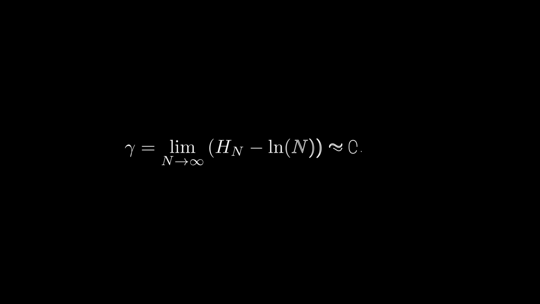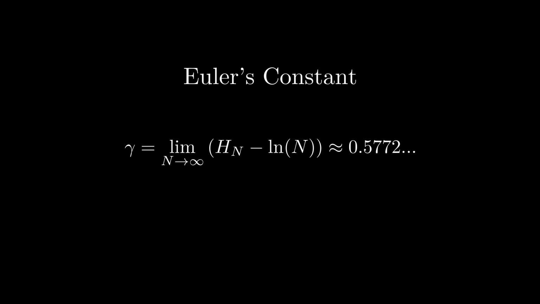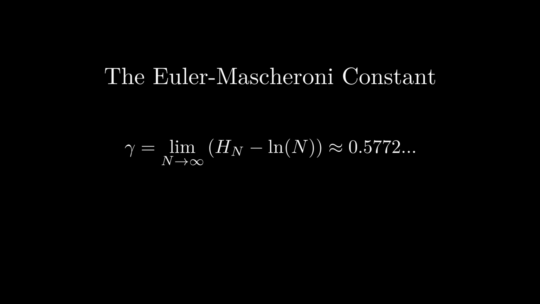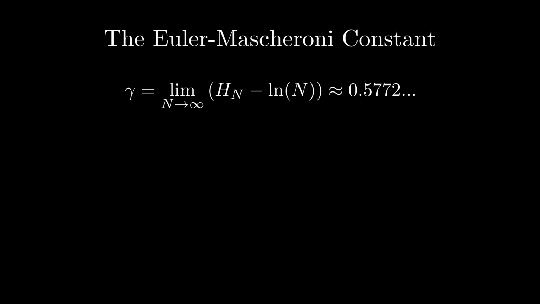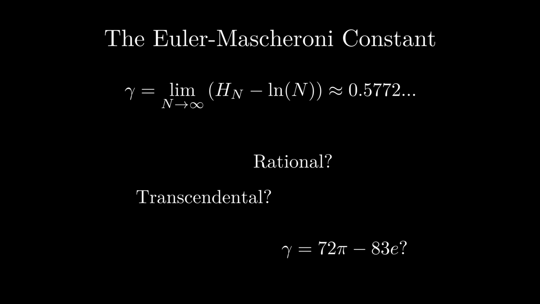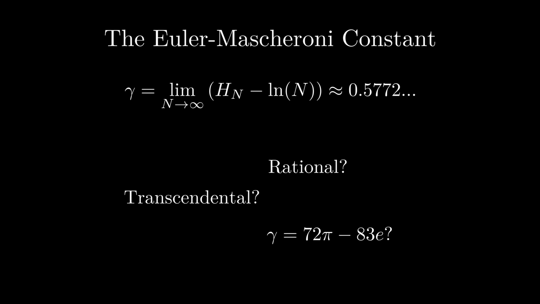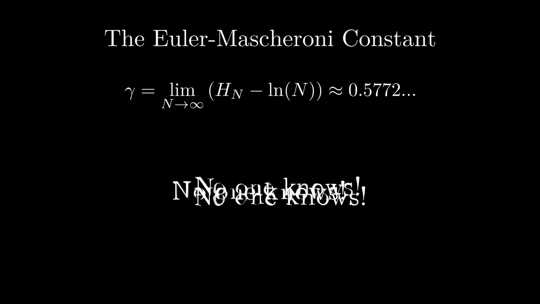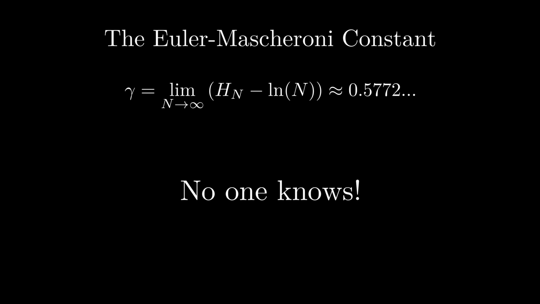Now, this gamma constant was first discovered by, you guessed it, Leonhard Euler, so it's often called Euler's constant, though its full name is the Euler-Mascheroni constant, which adds the name of the mathematician who first calculated it to 32 decimal places. Now, it's natural to ask, is this number rational? Is it transcendental? Can it be made from some combination of e and pi and numbers like that? Actually, nobody knows. This is an especially mysterious number because it hasn't yet been proven if it's rational or not.